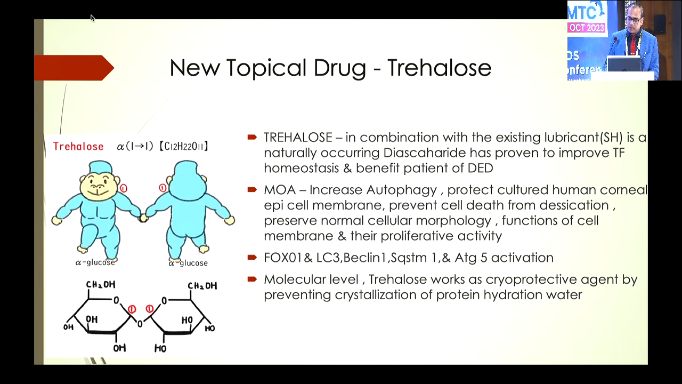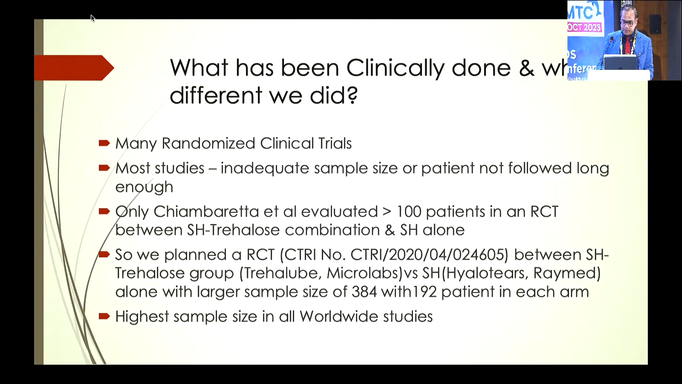So there is a new topical drug, trehalose, in combination with the existing lubricant sodium hyaluronate. It is a naturally occurring disaccharide proven to improve tear film homeostasis and benefit patients with DED. The mechanism of action: it increases autophagy, it protects the cultured human corneal epithelial cell membrane, it prevents cell death from desiccation, and it preserves the normal cellular morphology and functions of the cell membrane and their proliferative activity.